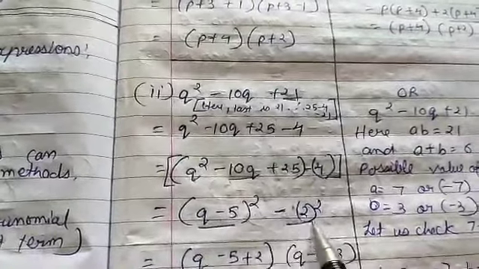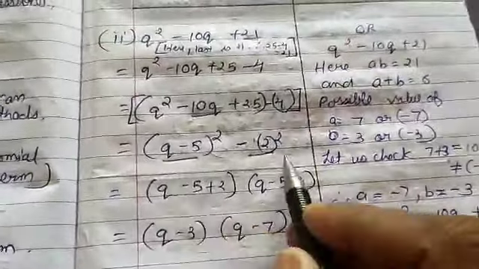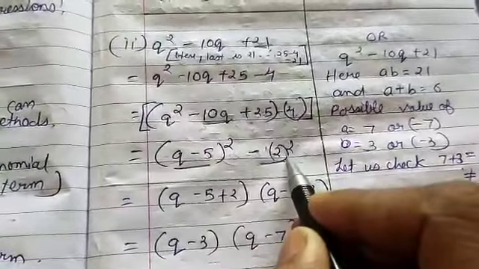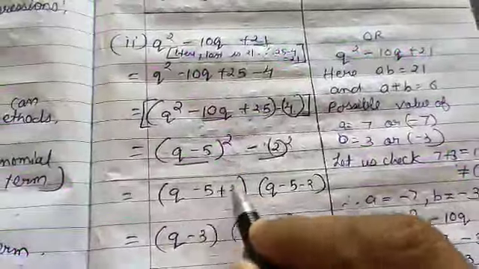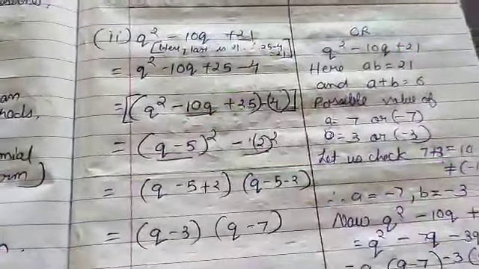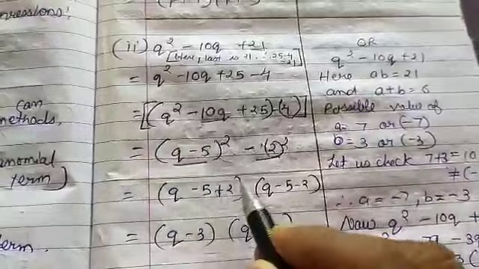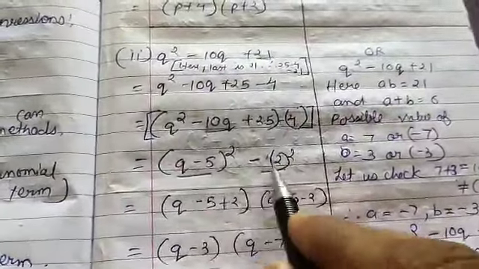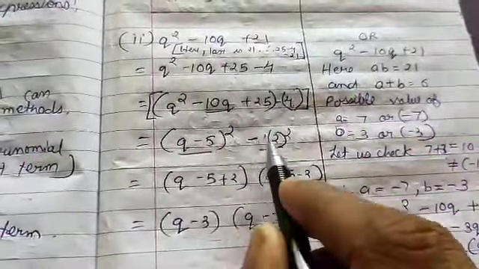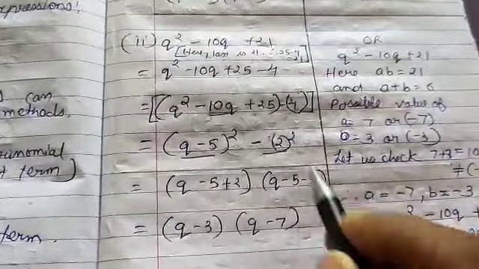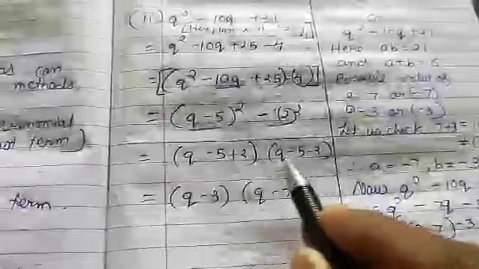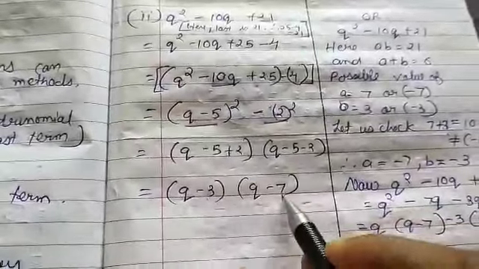Now here you get another kind of identity, that is A square minus B square. If you consider this as A and this as B, that is A minus B and A plus B, or you can do A plus B and A minus B. Now one time I will do addition of both and one time subtraction of both, that is Q minus 5 plus 2 and Q minus 5 minus 2. Then Q minus 5 plus 2 gives Q minus 3 and Q minus 5 minus 2 gives Q minus 7. This is the answer.